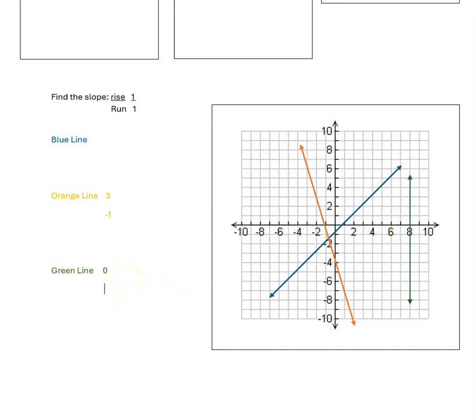And I go up, I can go up 1, 2, 3, 4, 5, 6. I can do 1, but anything over 1 is 0. That has a 0 slope. A 0 slope.